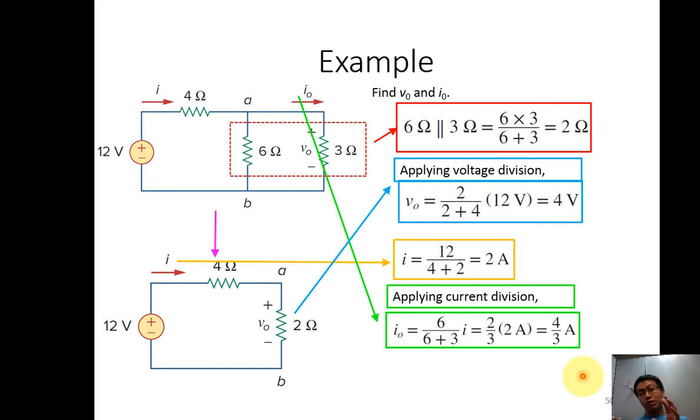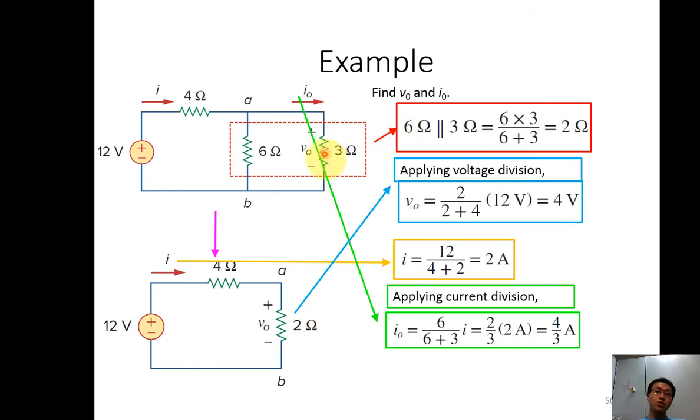What if we want to interrelate with the voltage division or current division? So let's have a look at one example. 12 volts is supplied to a 4 ohm resistor and the terminals of nodes A and B. The resistors are the 6 ohm and a 3 ohm connected in parallel. The example asks us to find V0, the voltage across the terminal of the resistor, and also I0. So what we do is we need to simplify the circuit first, so that we can use the information here to reverse back to find the values.